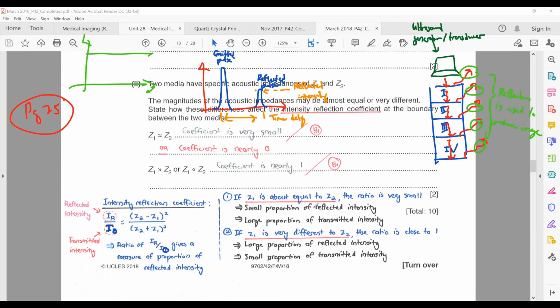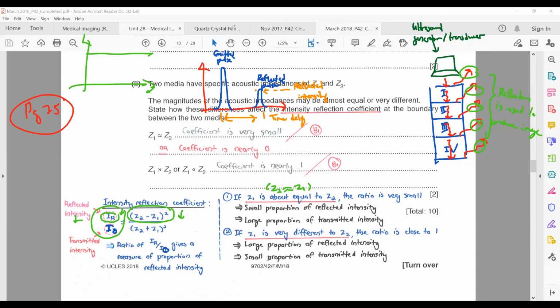If Z1 and Z2 are almost equal to each other, meaning Z2 is almost equal to Z1, the difference between them will be very small. The reflected intensity will be small, so the entire term will be small. You will have a small proportion of reflected intensity and a large proportion of transmitted intensity.